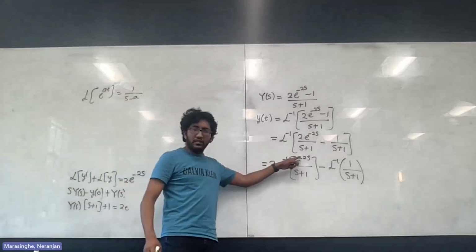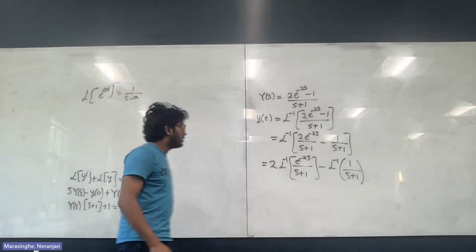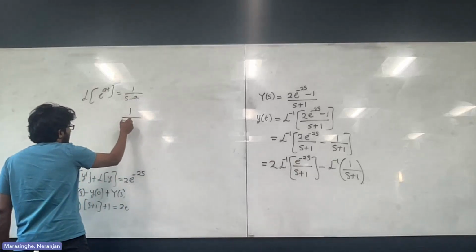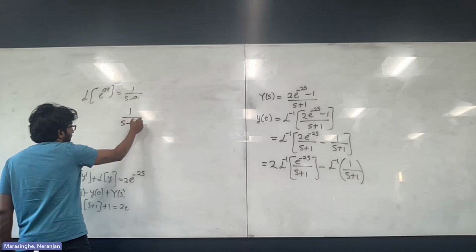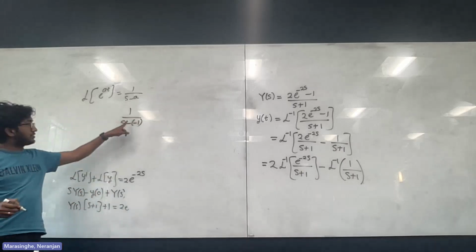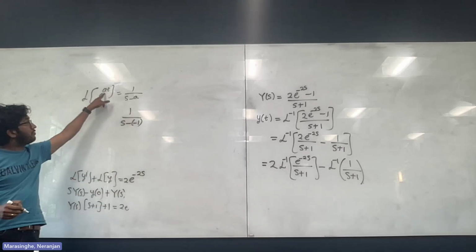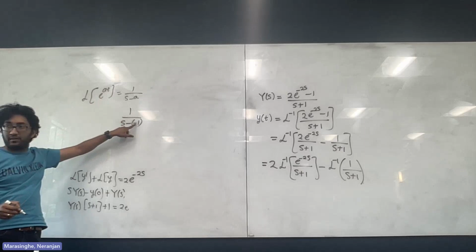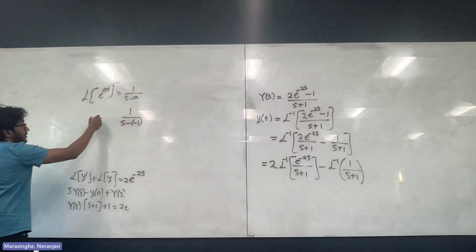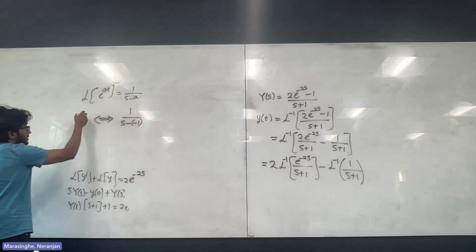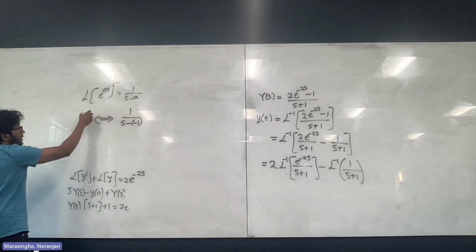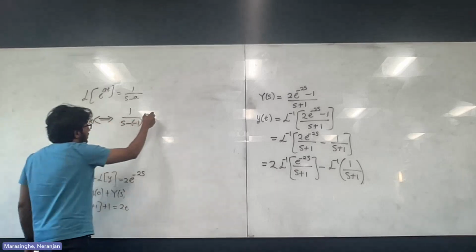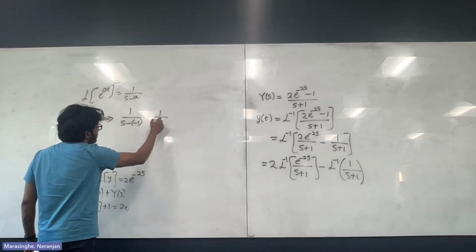First, we forget about this e to the minus 2s. So what is the inverse Laplace transform of 1 divided by s plus 1? Actually, s plus 1 is s minus minus 1. Okay? So what do you need to put here? Minus 1. Right. So the inverse Laplace transform of 1 divided by s plus 1 is going to be e to the minus t, ut. This is equal to 1 divided by s plus 1.